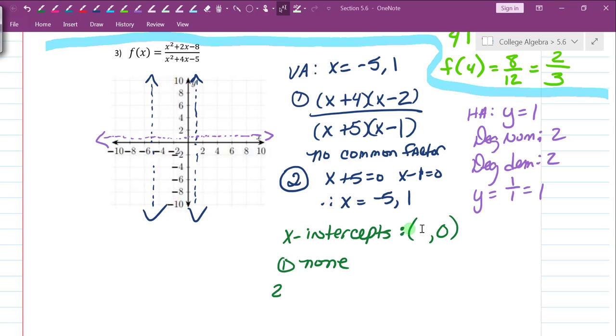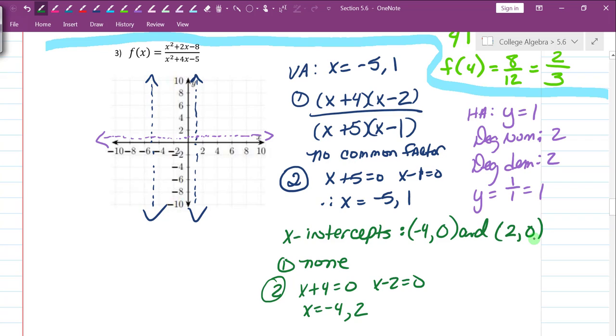So looking at the x-intercepts, there are no common factors, so step 2 then is to find the x-intercepts: look at the numerator, set the numerator equal to 0, and then solve for x. So this is going to be x plus 4 equals 0, x minus 2 equals 0. So x is equal to negative 4 and positive 2. So I actually have two x-intercepts. One is at negative 4, and the other is going to be at 2, 0. So here's one at 2, and here's the other one at negative 4.